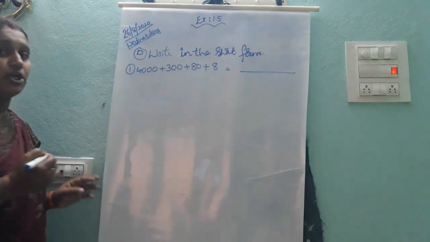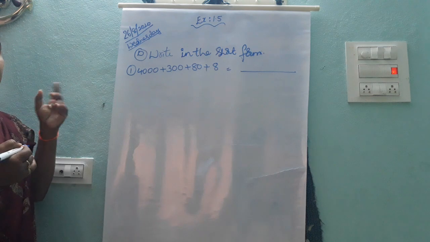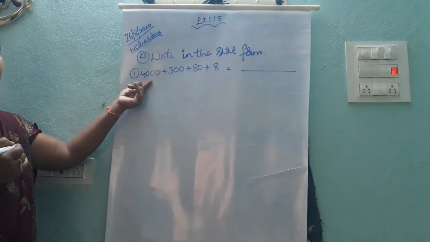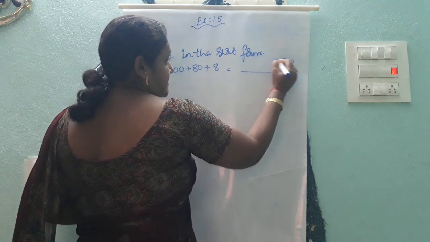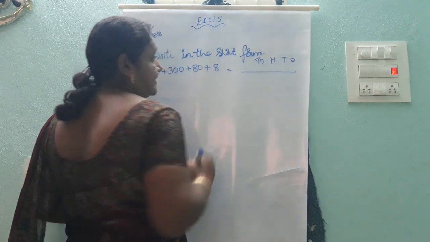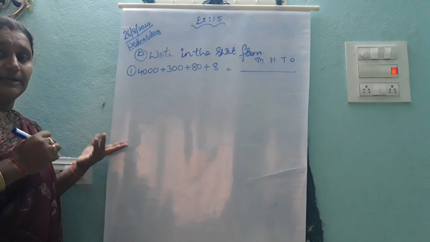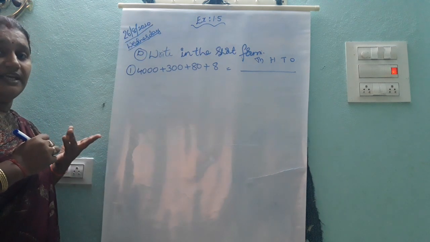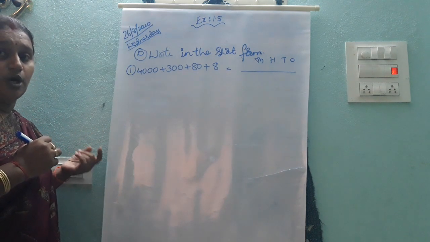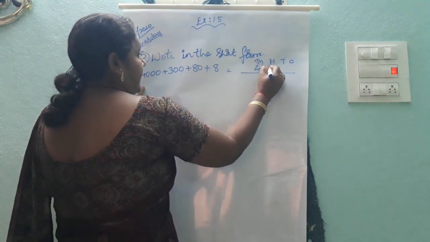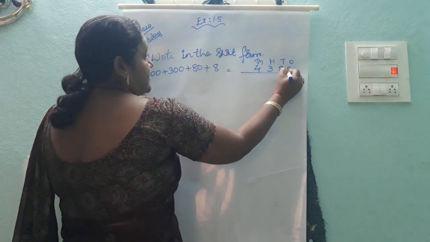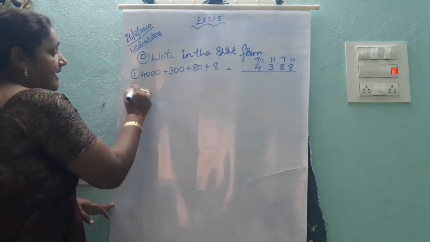How will you write the short form, children? If you observe this number, the place value is up to 1000. So 4 thousands. Ones, tens, hundreds, thousands. Write like that. And then insert the number: how many thousands, how many hundreds, how many tens, and how many ones are there. Okay, 4 thousands, 3 hundreds, 8 tens, 8 ones.